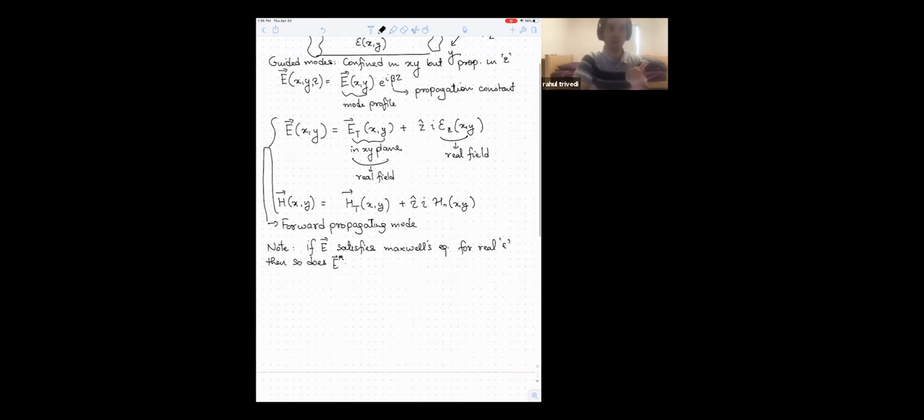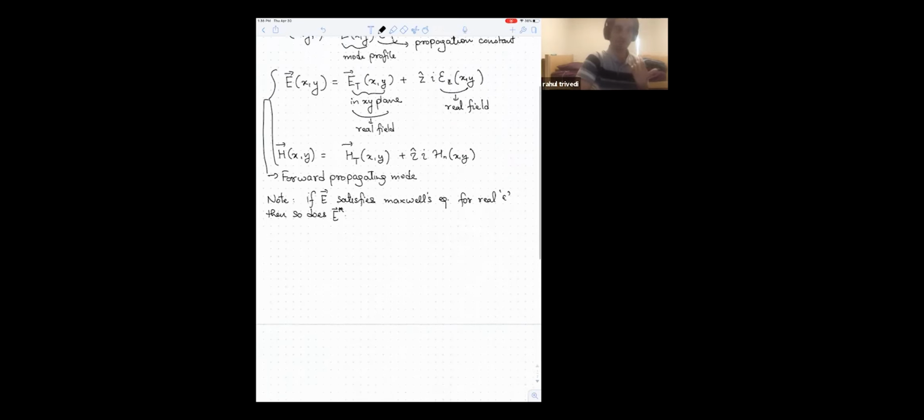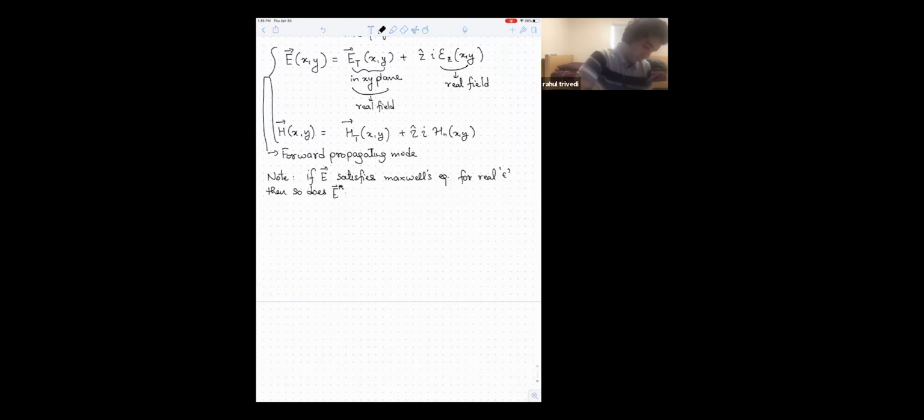So note what the conjugation would do, very importantly, is flip this exponential i beta z. It'll become exponential minus i beta z, and therefore it's a backward propagating mode. So your backward propagating mode, let's call this E minus, could also be written as E transpose star (x, y) exponential minus i beta z, and your E transpose star now had a minus pi by 2 phase difference between the transverse and the longitudinal components.